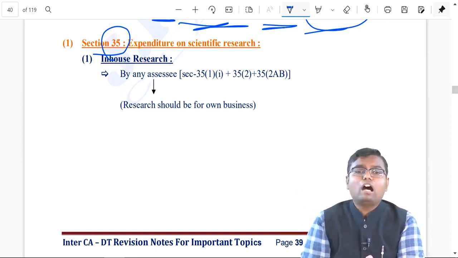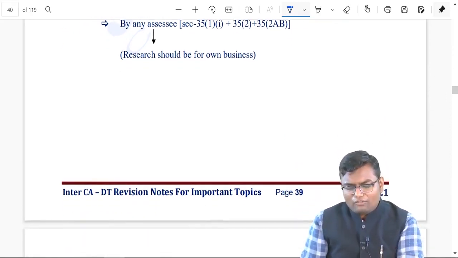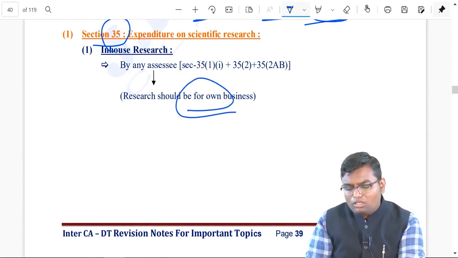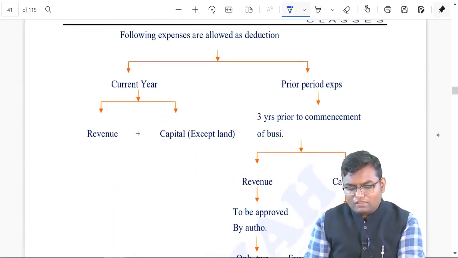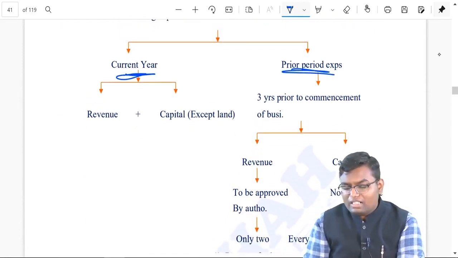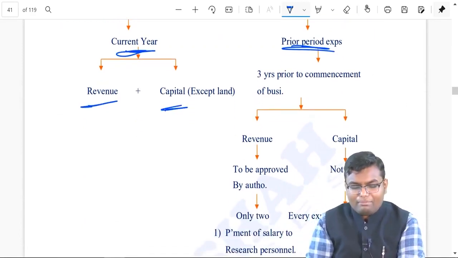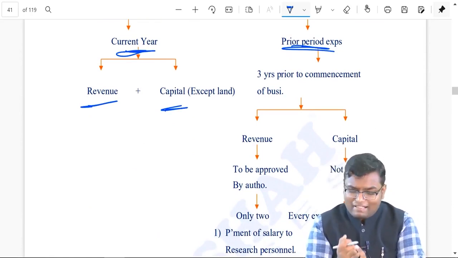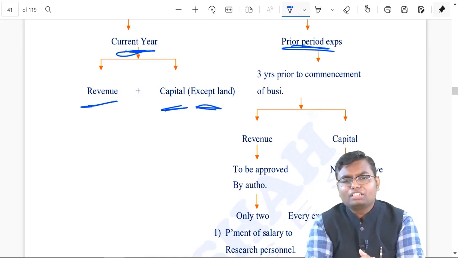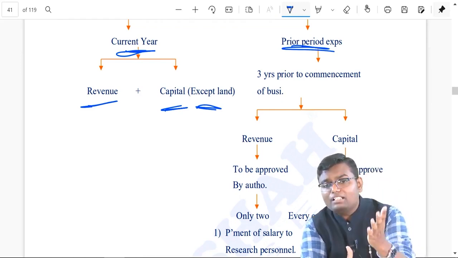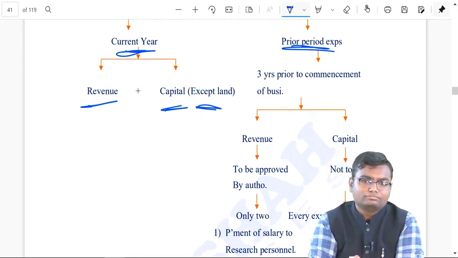Number one, if you have in-house research, you can be any kind of assessee: individual, HUF, AOP, BOI, AJP, company, any kind of assessee, doing the research for your own business. Then you see whether you are doing a current year expense or a prior period expense. If it is a current year expense, then whether it is revenue or capital, except land, on land you will get no deduction. Rest every other expense you will get 100% deduction. Even on the capital asset you are getting 100% deduction.